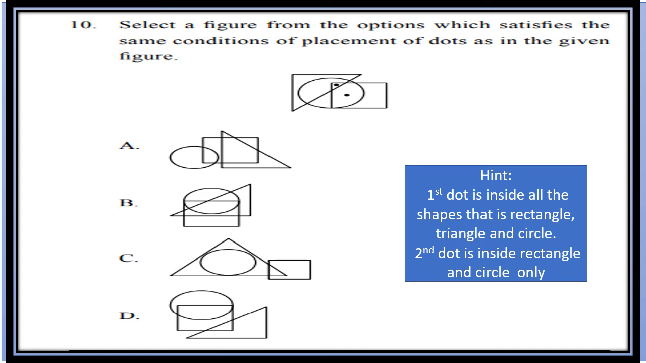Select a figure from the options which satisfy the same conditions of placement of dots as in the given figure. Now you have to select from option A, B, C, D the same condition of placement of dots as given in the figure. Now let's see how the dots are placed. So see the hint. The first dot is inside all the shapes, that is rectangle, triangle and circle. And the second dot is inside rectangle and circle only. Now choose the same conditions from option A, B, C, D.